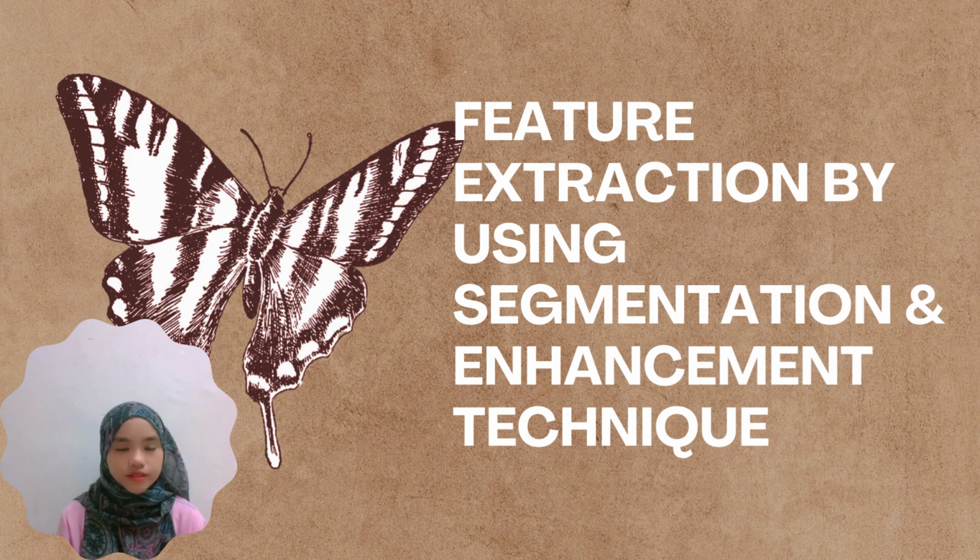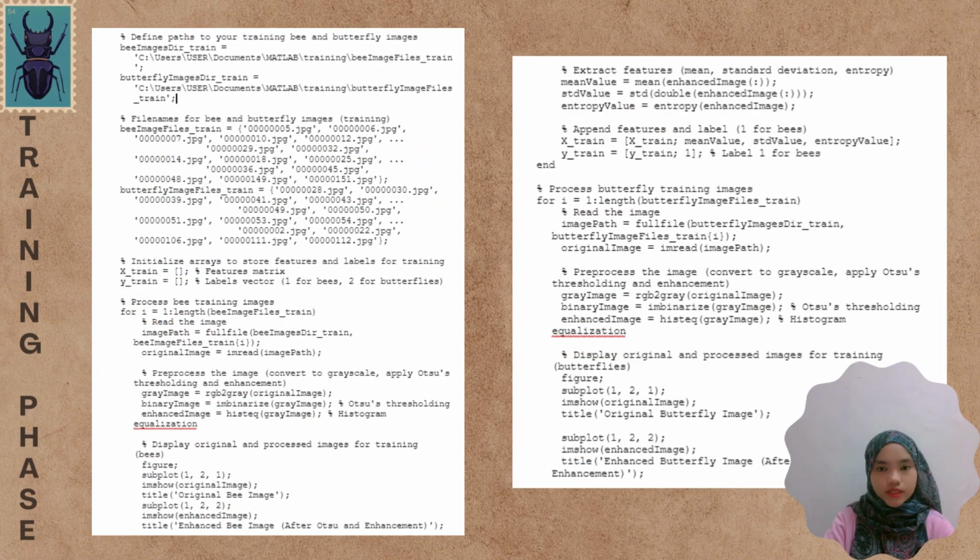Now we move to the feature extraction by using segmentation and enhancement technique, which is in the training phase. Our group chose to use Otsu thresholding and also histogram equalization for the feature extraction. We go through our source code here. Firstly, we define the path to our training bee and butterfly images in our file, and then we list out the file names for each of the images for the training. Next, we initialize the arrays to store features and labels for the training, and then we move to process the training images.